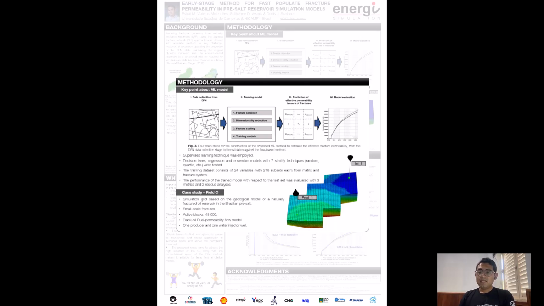Our case study is a model from field C, a geological model based on a naturally fractured oil reservoir in the Brazilian pre-salt. The simulation model contains 48,000 active blocks and was run in the CMG simulator using the black oil and dual permeability model with 2 wells, 1 water injector and 1 producer.